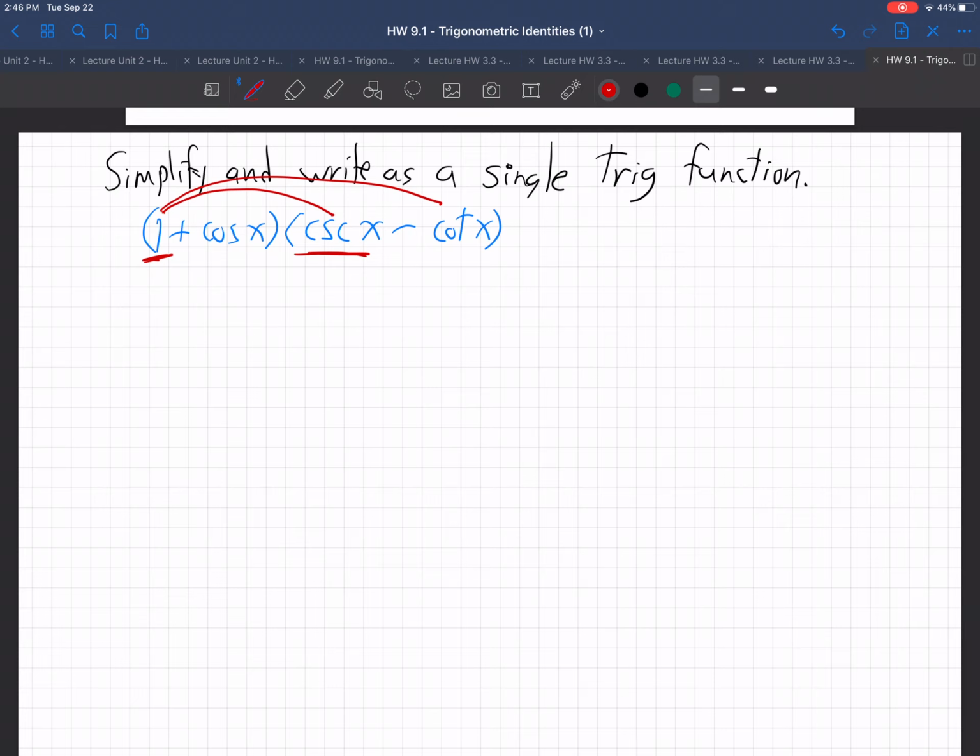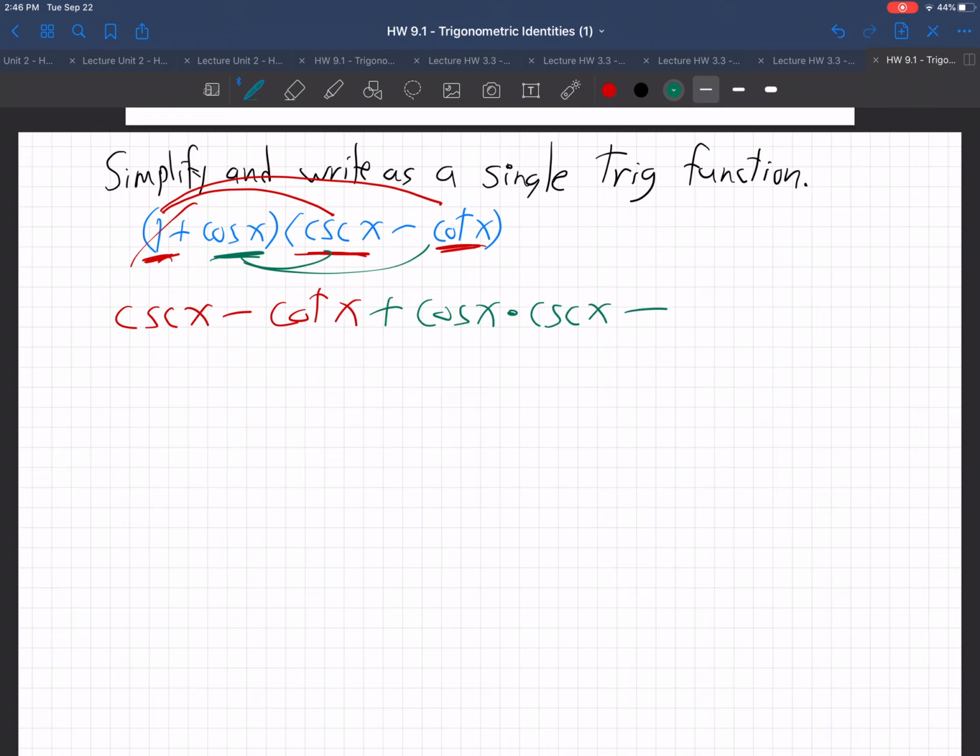The 1 multiplies the cosecant of x, and that's just cosecant of x, minus, and the 1 multiplies the cotangent of x. That's just cotangent of x. He's done. And now the cosine is going to go to both of these. So this will be plus the cosine of x times the cosecant of x minus, because it's positive times negative now, cosine of x times the cotangent of x.